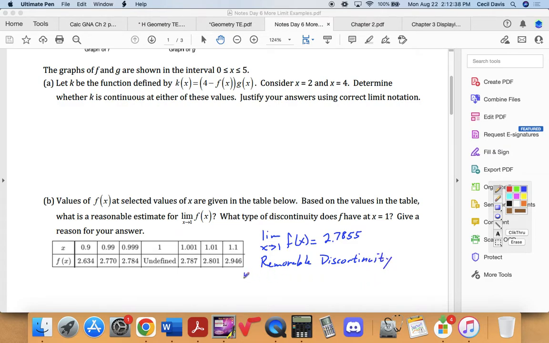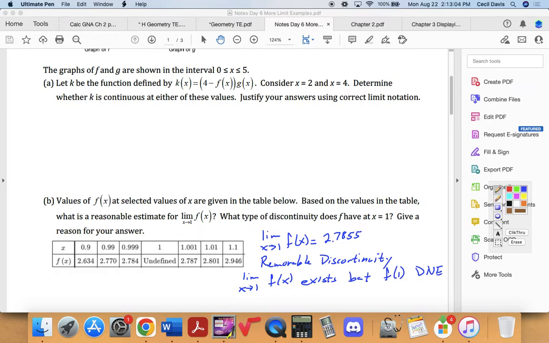It's removable because the limit as x approaches 1 of f of x exists, but f of 1 does not exist. It can be like that. This is your classic hole in the graph. There's just a point missing.